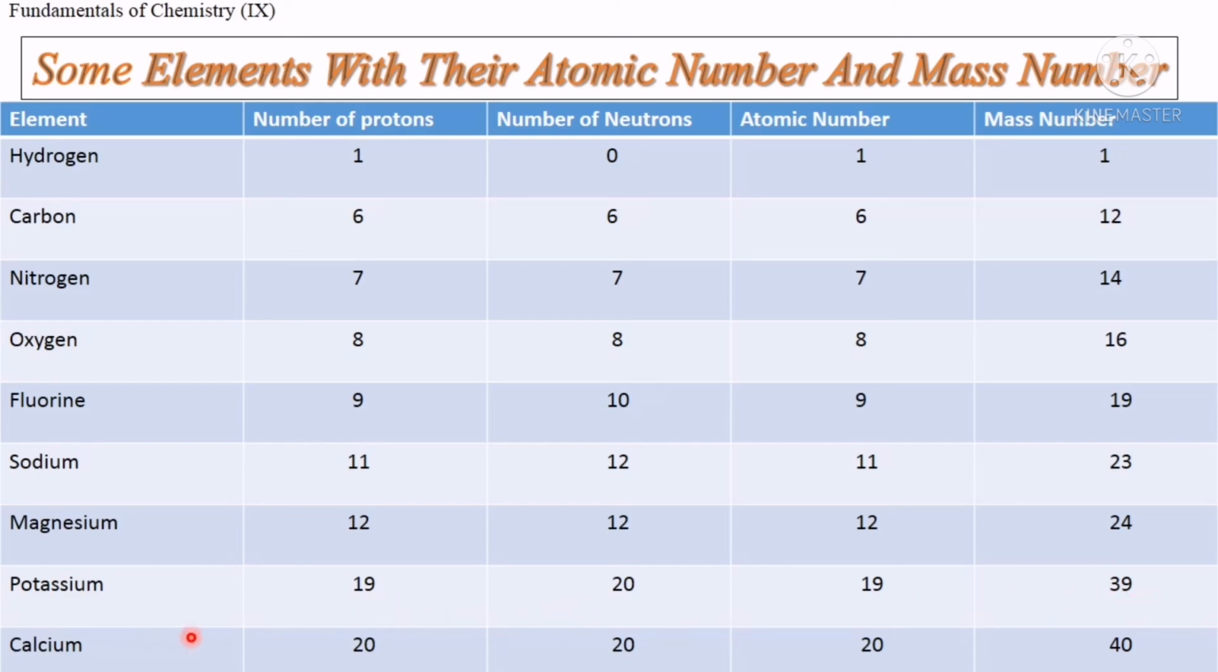Whereas in the case of calcium, the number of protons is 20 and the number of neutrons is 20. So its atomic number, which is equal to the number of protons, is 20, and the mass number, which is the sum of the neutron number and the proton number, 20 plus 20, is equal to 40.